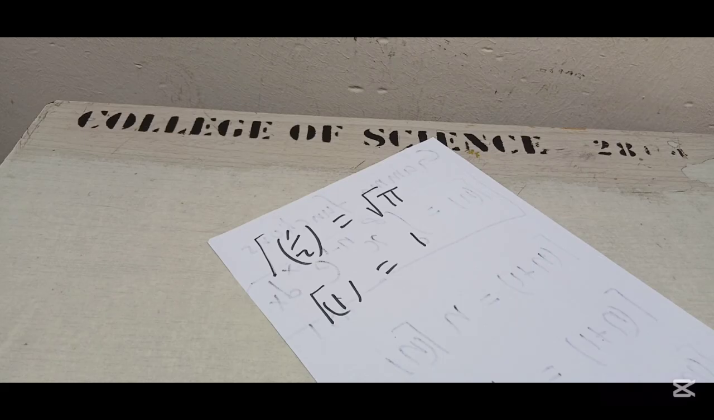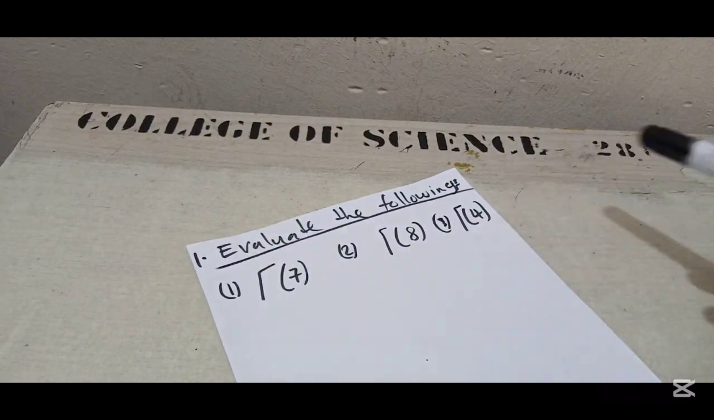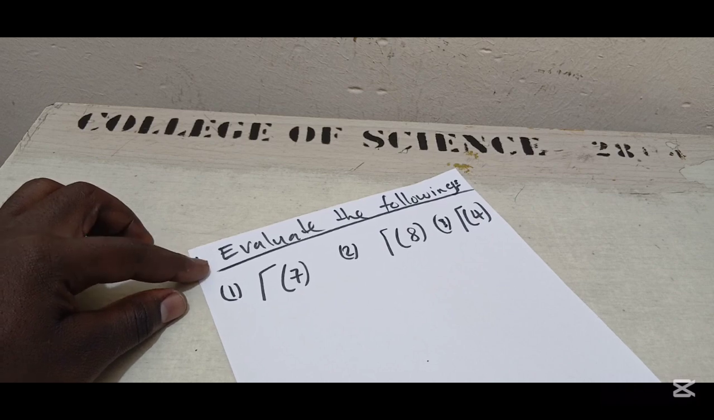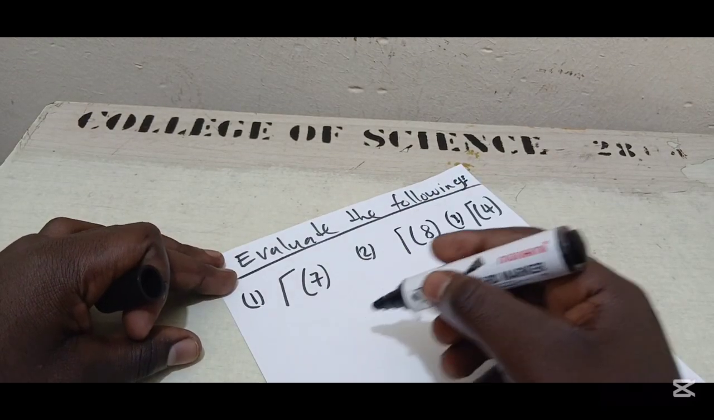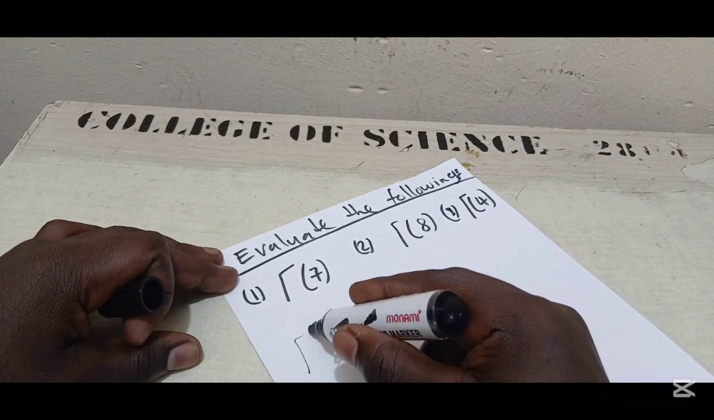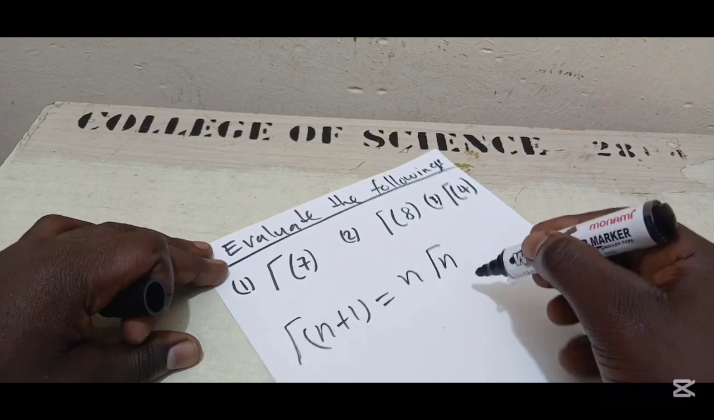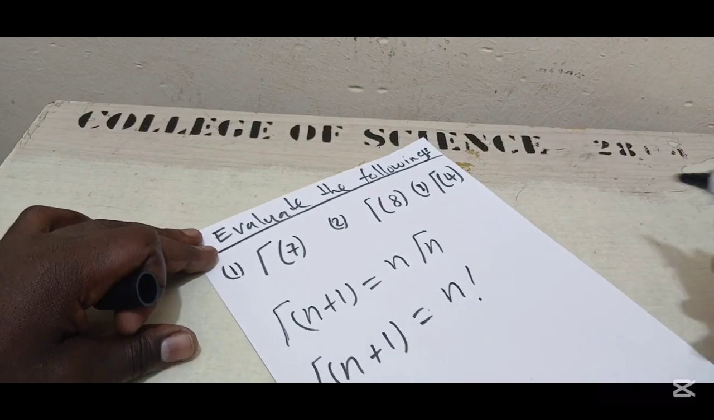Now that you know these formulas, we can start solving problems. Evaluate the following: gamma of 7, gamma of 8, gamma of 4. To solve this problem, we have to look at a corresponding formula that we can use. The formulas we can easily refer to are gamma of n plus 1 equals n gamma n, and gamma of n plus 1 equals n factorial.